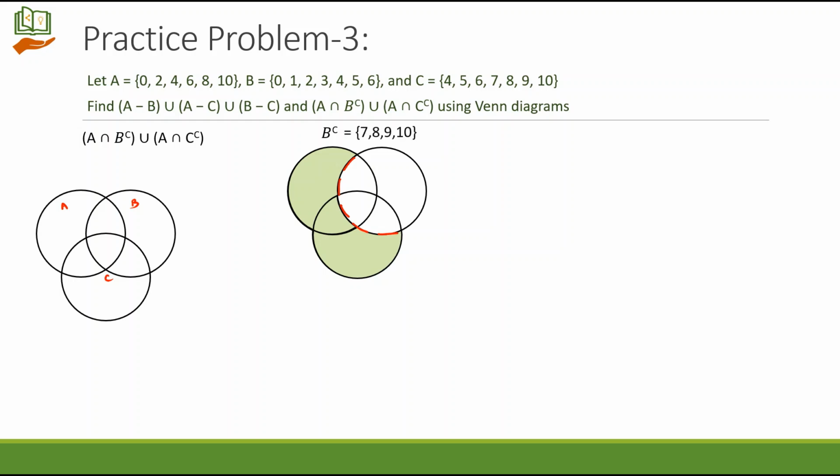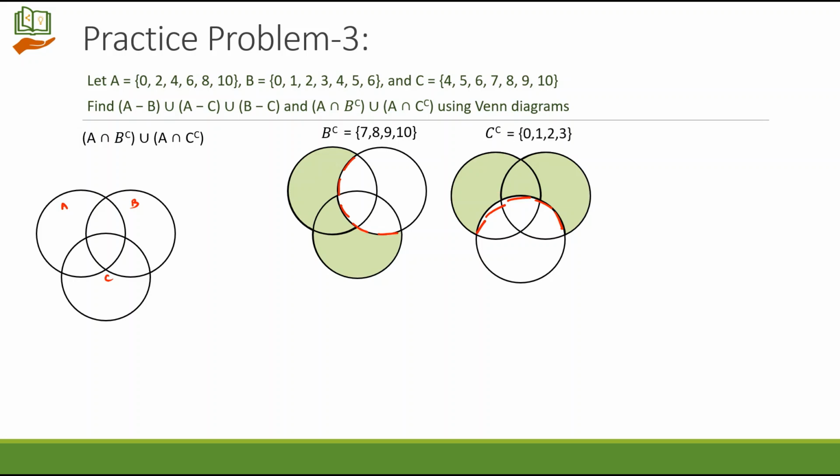So they have not given the universal set, but whatever is present in A and C but not in B will be coming under B's complement. What about C's complement? What is not present in C? 0, 1, 2, 3 is not present in C. So this is C complement. We have found B's complement and C's complement. Now we have to find A intersection B's complement and A intersection C's complement.